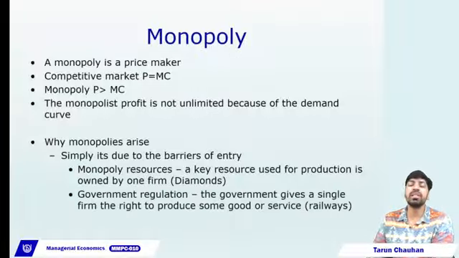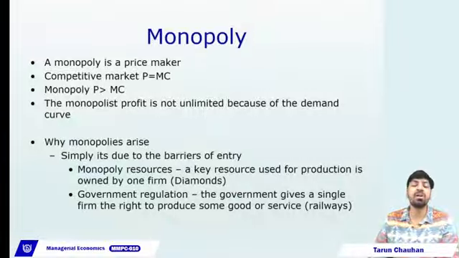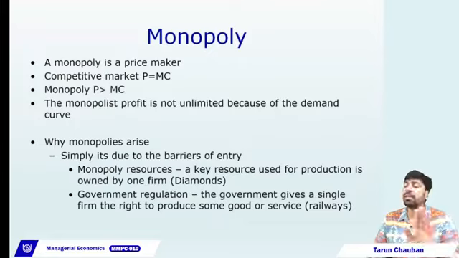Government regulation: the government gives a single firm the right to produce some goods and services. Let's talk about railways. Railways is one of the segments of the government where it gives ownership to a single firm. This firm will be the only one to produce some goods or services, for example, railways.